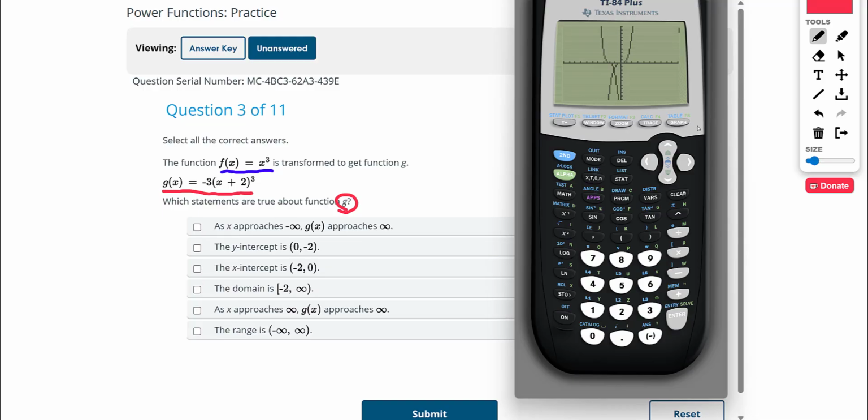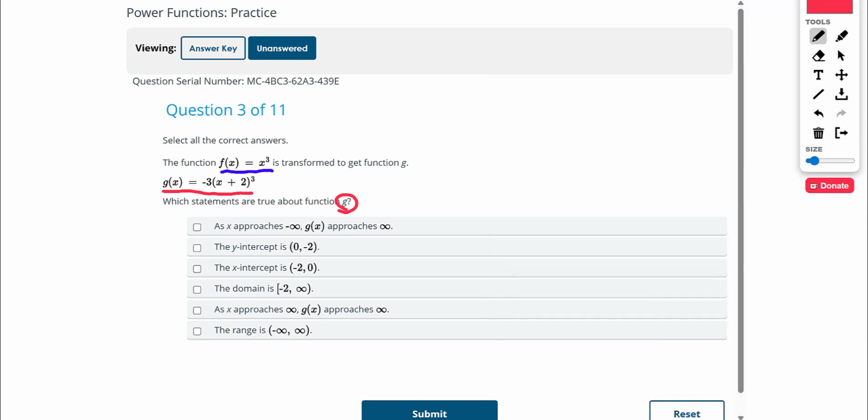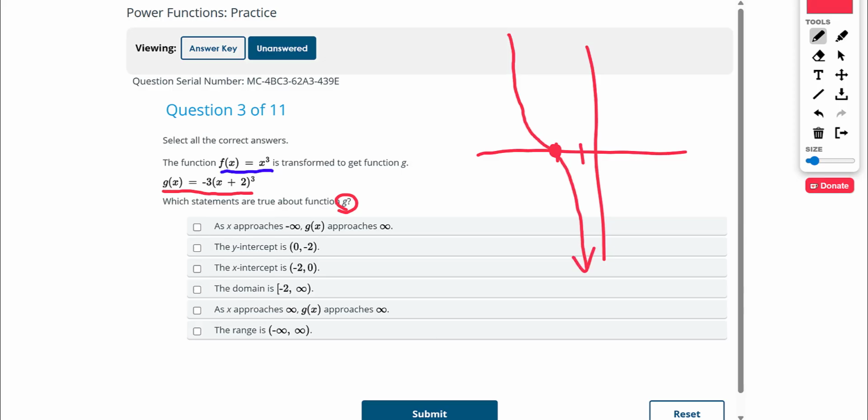And then when we graph it, a couple things happen. First off, we definitely shifted left 2. And then also the orientation of the graph changed. Instead of going up from left to right, it's going downhill from left to right. So real quickly, I'm going to do a very rough sketch of what this looks like. I know it is going through this point here, and the graph generally looks something like that.